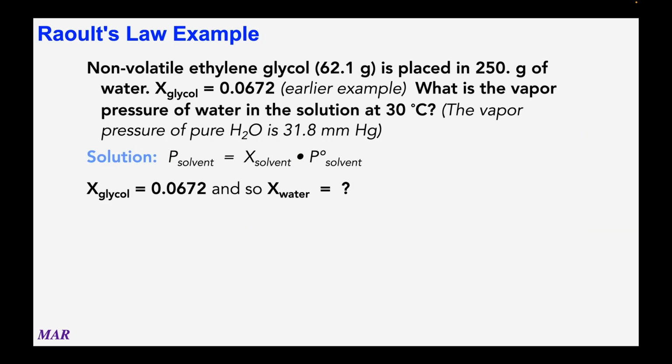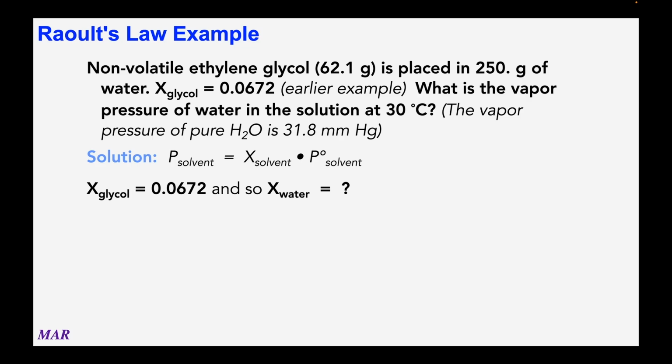So here's an example using Raoult's law. Let's use the same material from before. We had ethylene glycol, 62.1 grams. We placed it in 250 grams of water. We calculated that the mole fraction of the ethylene glycol was 0.0672. Anyway, let's figure out what the vapor pressure of water will be in the ethylene glycol solution at 30 degrees Celsius. Now, why the 30 degrees Celsius value is important is you can look up the vapor pressure of water at almost any temperature. And at 30 degrees Celsius, if you look it up, the vapor pressure of pure water is 31.8 millimeters of mercury.